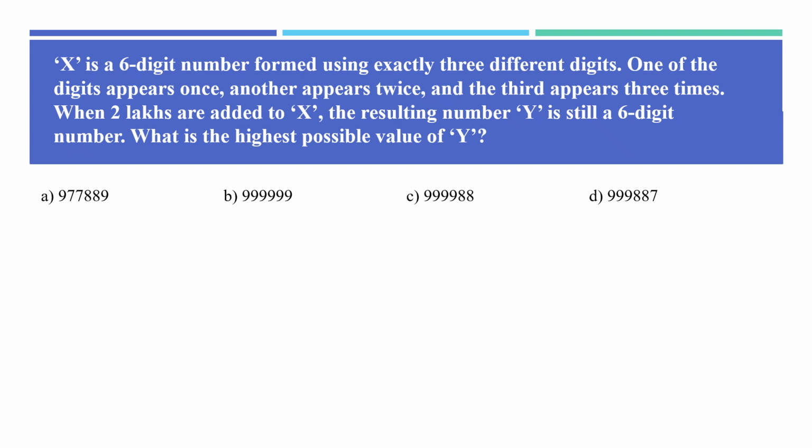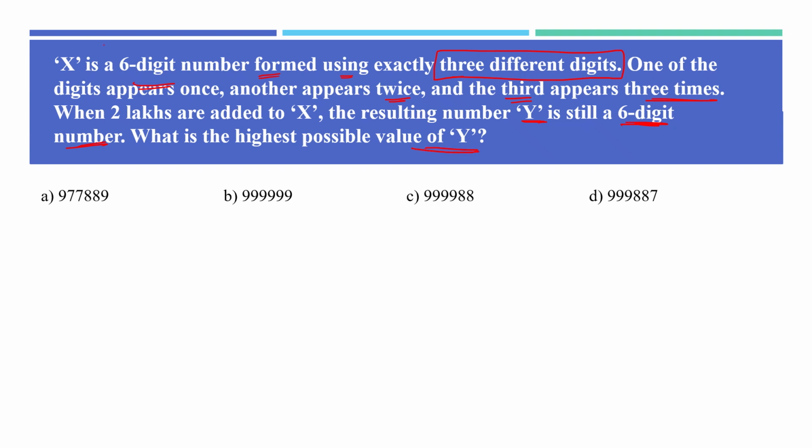X is a 6-digit number formed using exactly 3 different digits. One of the digits appears once, another appears twice, and the third appears 3 times. When 2 lakhs are added to X, the resulting number Y is still a 6-digit number. What is the highest possible value of Y?